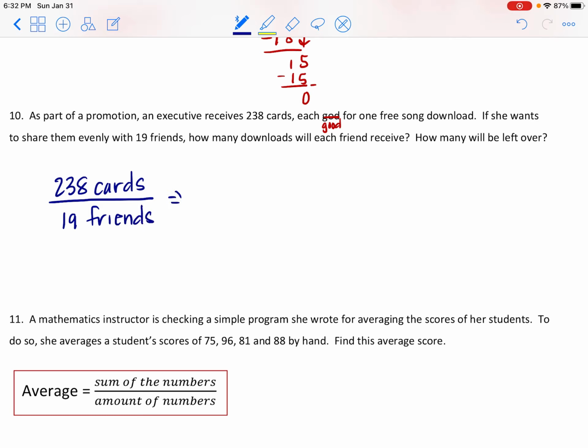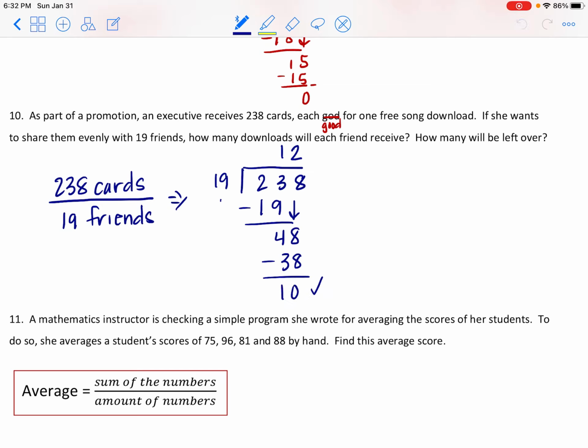So we're going to go with 19 into 238. And 19 is going to go into 23 once. If I subtract, I'm going to have 4 left. And 19 is going to go into 48. Let's see, 3 times would be too much, so twice. 2 times 19 is going to be 38. If I subtract, I have 10 left over. I know I'm good because that's less than my divisor.